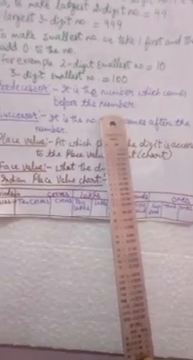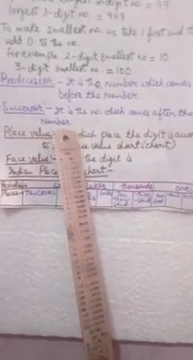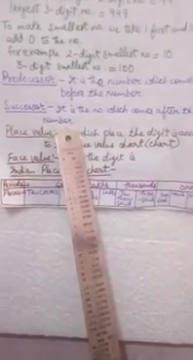Now we will discuss the topic predecessor and successor. Predecessor is the number which comes before the number. Means if you have to tell the predecessor of 15, 14 will be the predecessor of 15. Now successor is the number which comes after the number. Means if you have to tell the successor of 15, 16 will be the successor of 15.